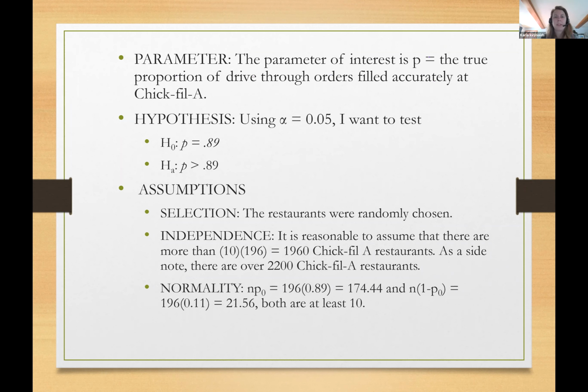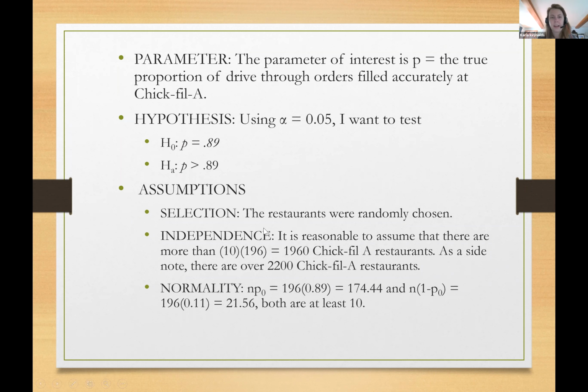So it's the true proportion of drive-through orders filled accurately at Chick-fil-A. And just like with mean hypothesis statements, the null and alternative are written in terms of the population, not the statistic. So the parameter, not the statistic, therefore you always have p, not p hat, in your hypothesis statement. Then we do our assumptions.